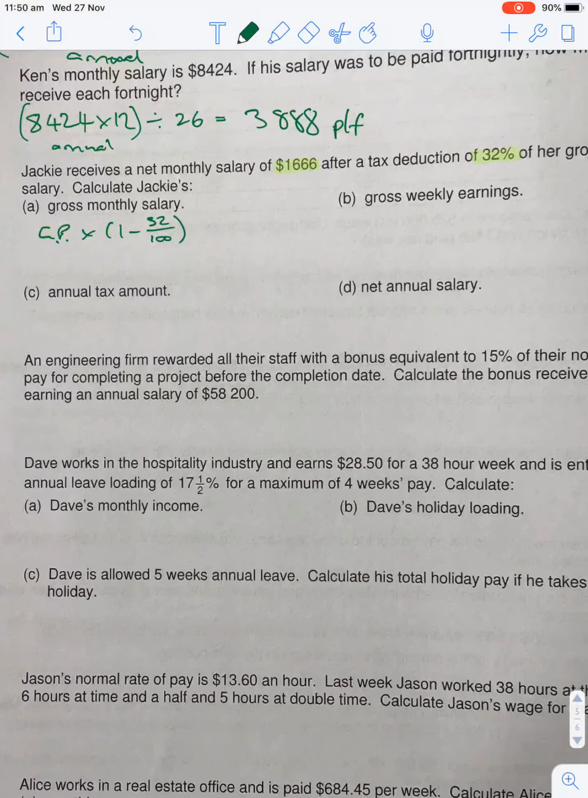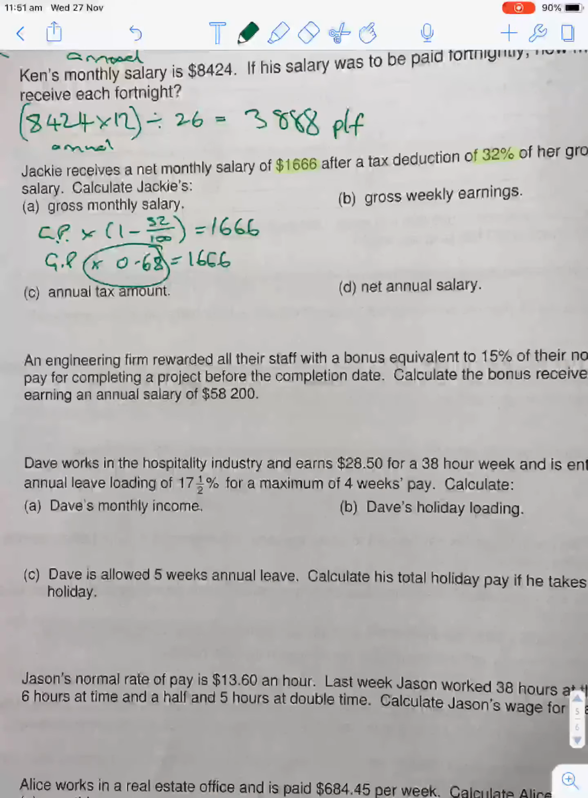So I've lost my 32%, which means I'm keeping 68%. So when you process that bracket, you would have had a multiplier of 0.68, and that would have equaled my 1666. To get the gross pay on its own, I need to shift the 0.68. I was multiplying by the 0.68, so when I move it, I'm instead going to divide. So my final answer, and I haven't got a lot of space here, is I'm basically going to move that, and that's going to become divide by 0.68.